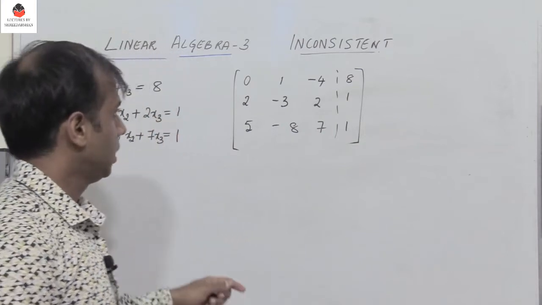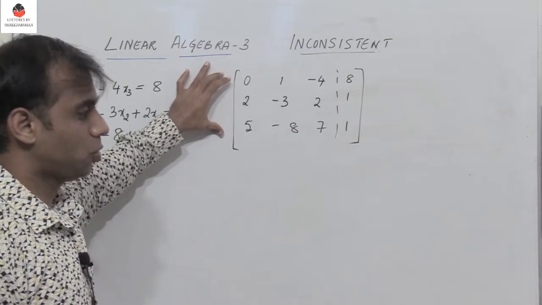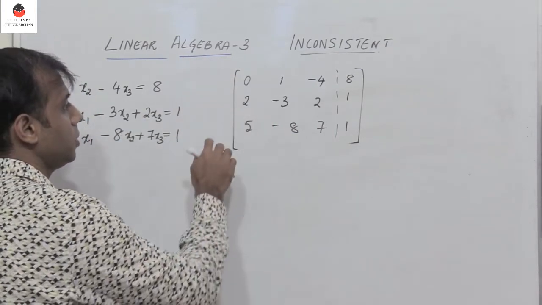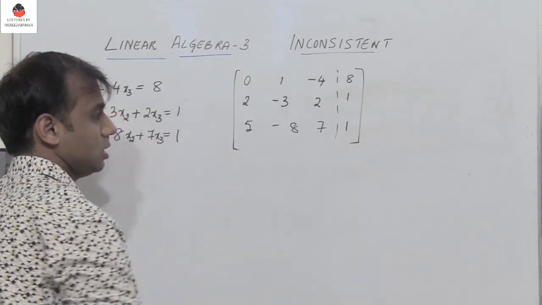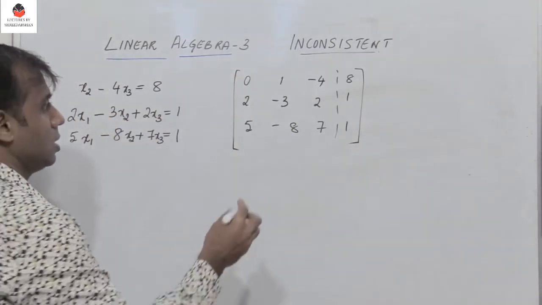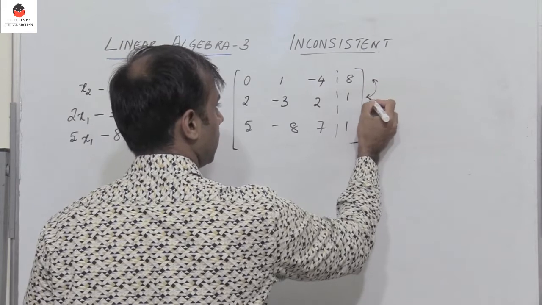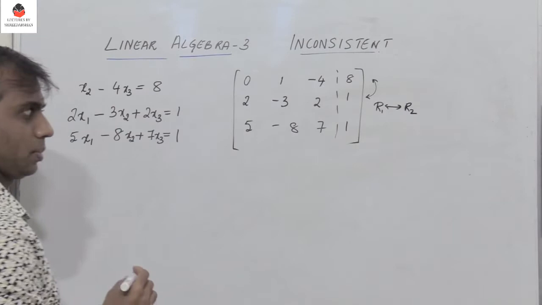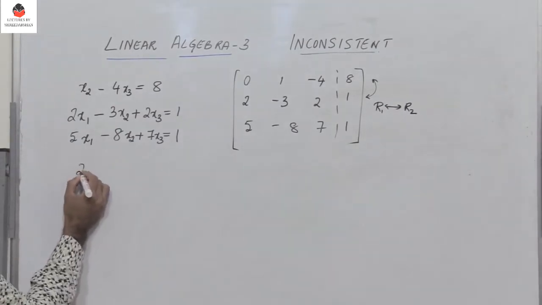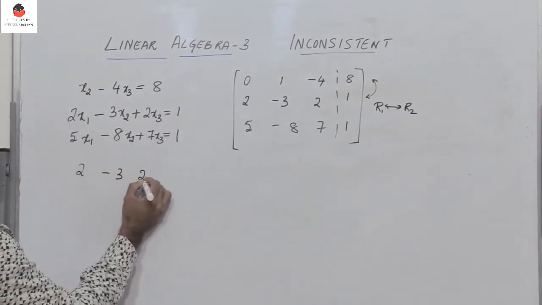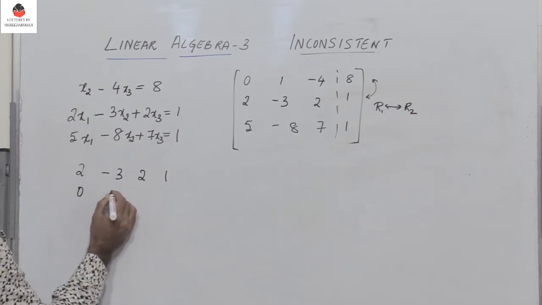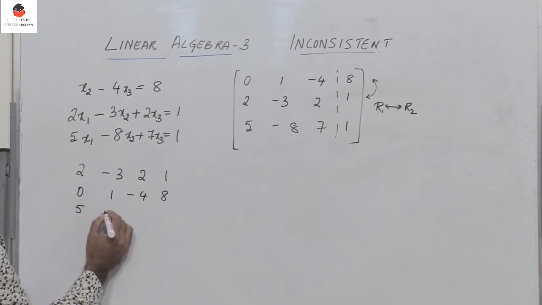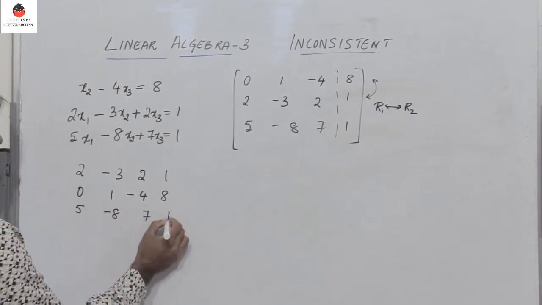Now to convert the matrix to echelon form or reduced echelon form, I need to have a non-zero element here. The first element has to be non-zero. So let me interchange row 1 and row 2. So I perform the interchange of row 1 and row 2. Thereby I get 2, minus 3, 2, 1, 0, 1, minus 4, 8, and then 5, minus 8, 7, 1.